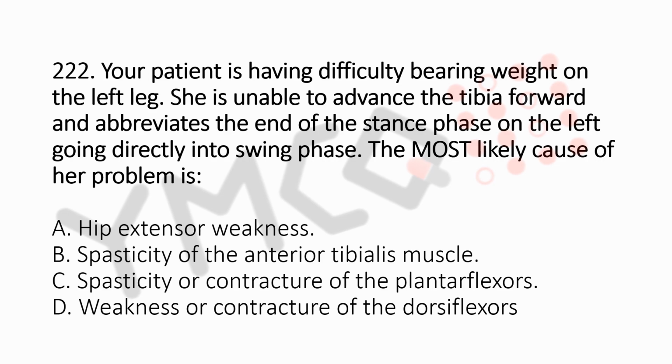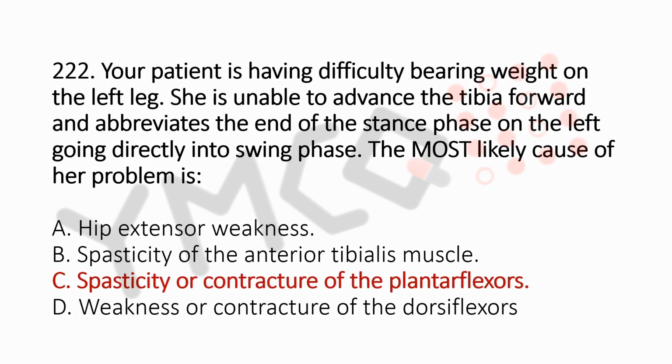Option B, spasticity of the anterior tibialis muscle. Option C, spasticity or contracture of the plantarflexors. Option D, weakness or contracture of the dorsiflexors. And the answer is Option C, spasticity or contracture of the plantarflexors.